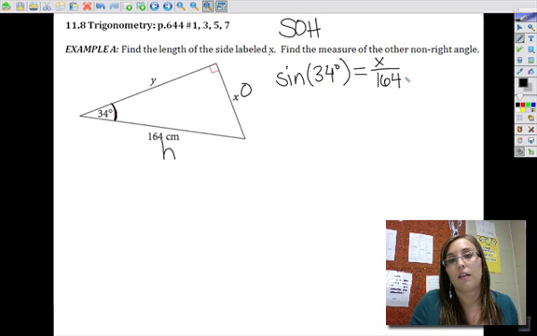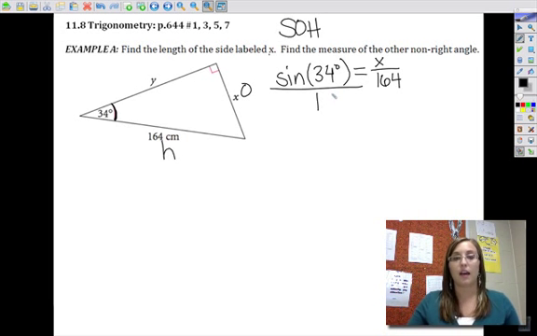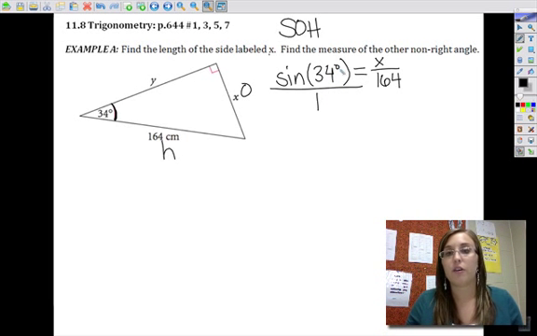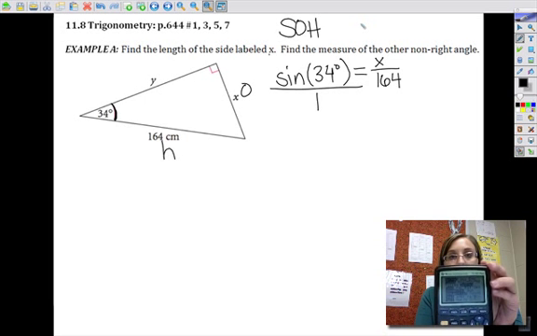So this can become kind of like a ratio, okay? I'm going to put this over 1, because that's what we do any time we have a value that we want to make into a fraction. Now, sine of 34 degrees is something that you can calculate on your TI-83. I just want to show you really quick. I'm just going to try and show you. What you want to do is make sure on your calculator that you're set to degree. Make sure that mode is set to degree.